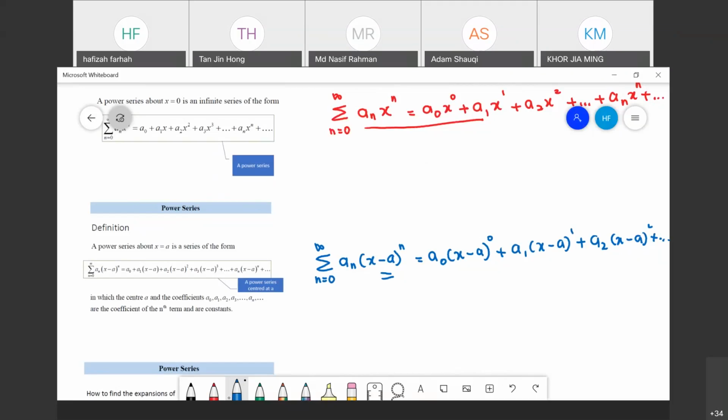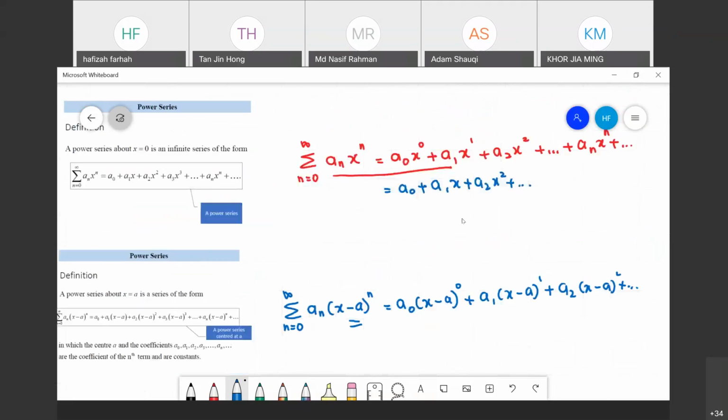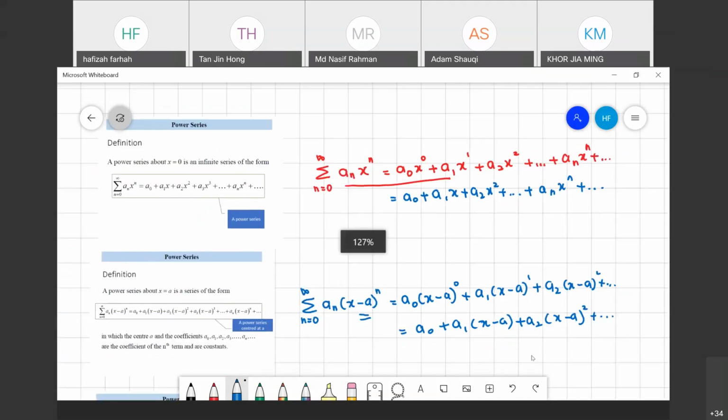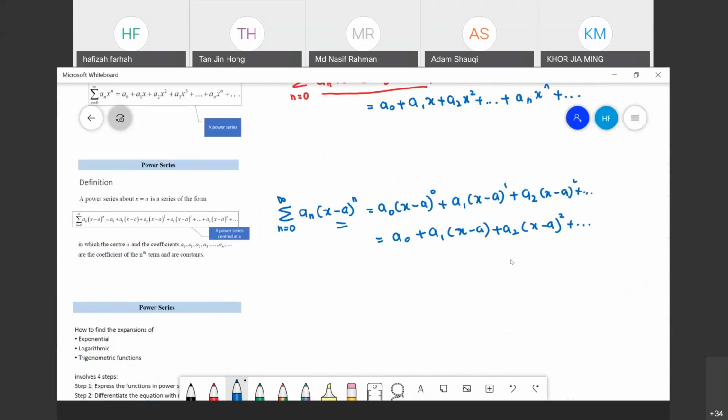Okay, then I forgot to expand this, so this will be a naught plus a1 x plus a2 x squared plus a sub n x to the n up until infinity. And this one will be a naught plus a1 (x minus a) plus a2 (x minus a) squared, and so on. So the power series that is centered at a, we will use in the Taylor series.